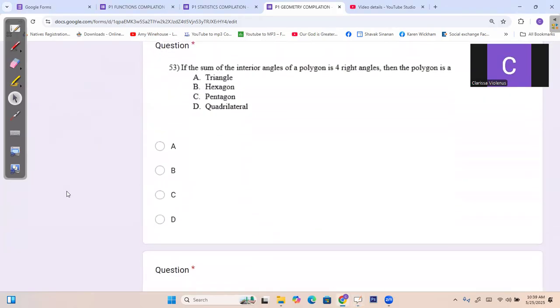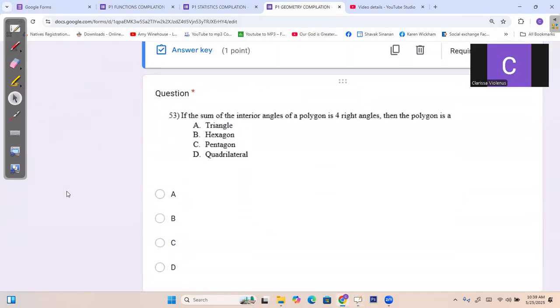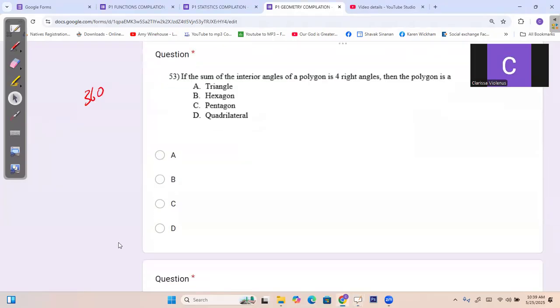Okay. If the sum of the interior angles of a polygon is 4 right angles, that is 360. Whatever polygon is a quadrilateral, because 360.